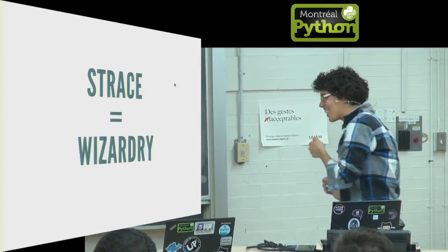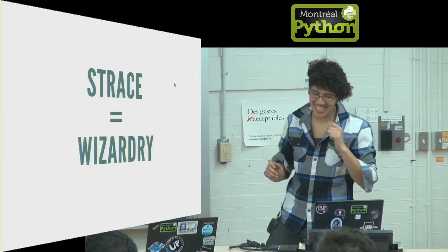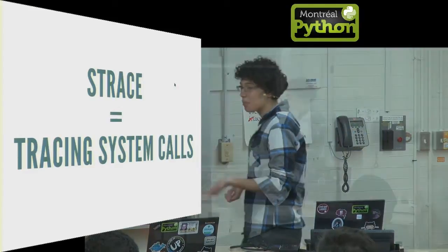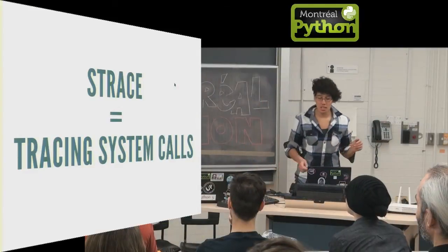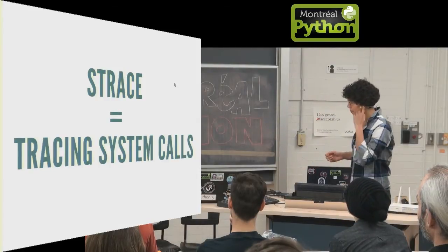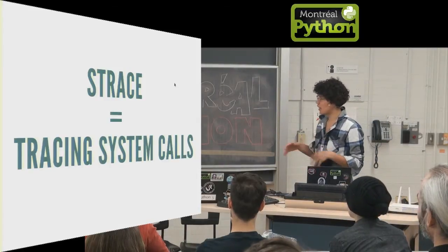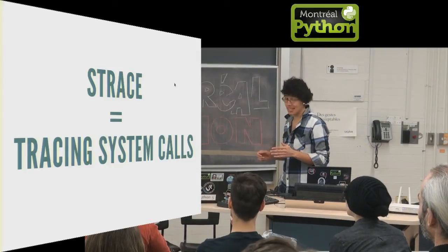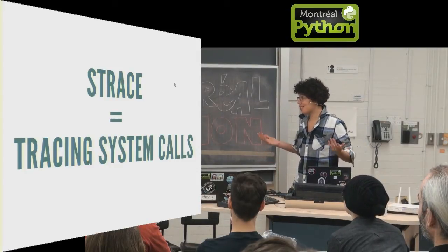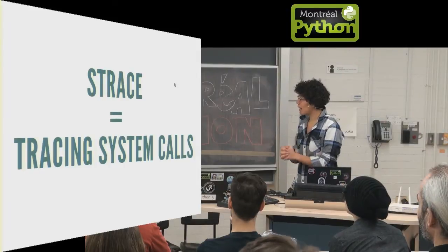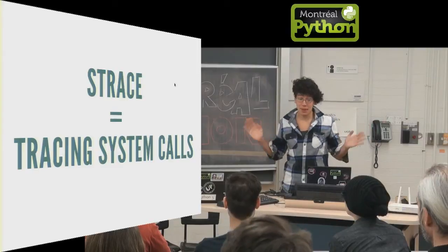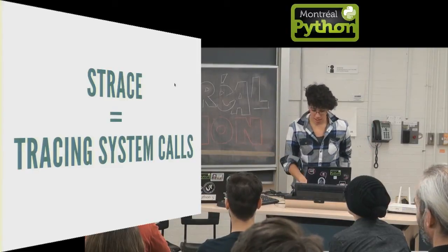strace is the program that lets you be a wizard. By that, I mean it lets you trace what system calls your program is calling. strace is Linux only, but there are similar programs for BSDs and OS X and stuff. But I'm just talking about Linux, that's what I have on my computer. What strace does is it tells you every single system call your program calls, which is pretty much the greatest thing in the universe.